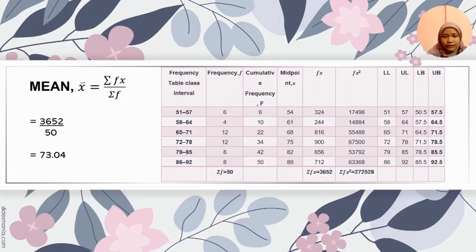Okay, to find the value of the mean, you need to use the formula sum of fx divided by sum of f. In the table, you can see the sum of fx and sum of f. So, you just need to divide the sum of fx by the sum of f. So, the value of the mean is 73.04.